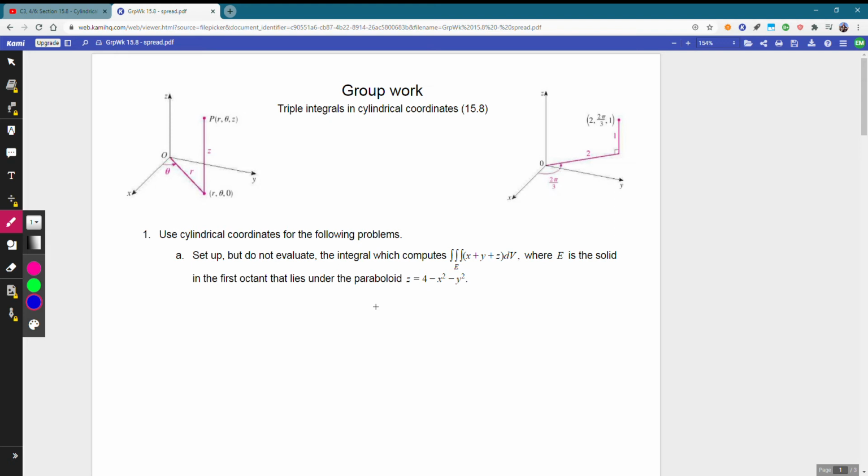Welcome back, everyone. Today we're going to work through our cylindrical coordinates group work. Problem 1 has us setting up but not evaluating an integral. So here we're just translating.